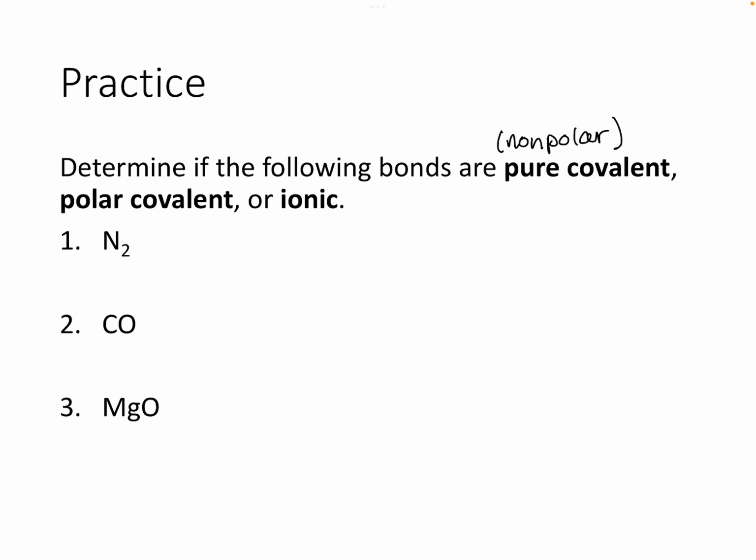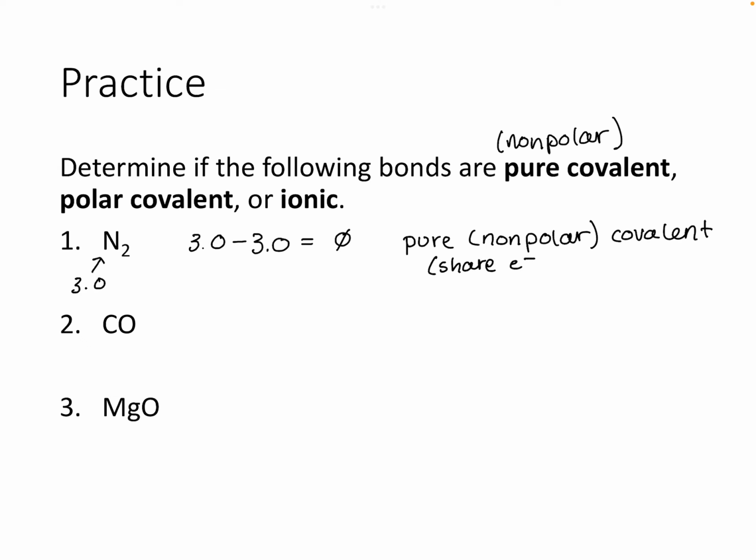All right, let's look at N2, which is a nitrogen molecule. So on our electronegativity chart, the value for nitrogen is 3. So we're going to take the difference between the atoms, and that gives us a value of 0. So how would we categorize the bond between those two nitrogen atoms? Pure or nonpolar covalent. So that means that they share electrons equally.